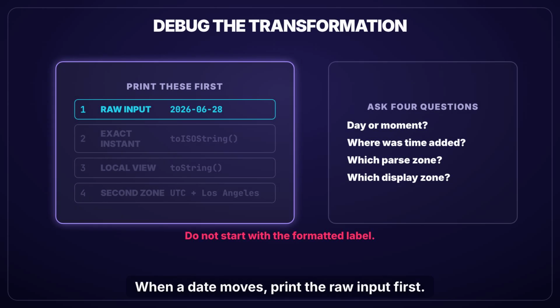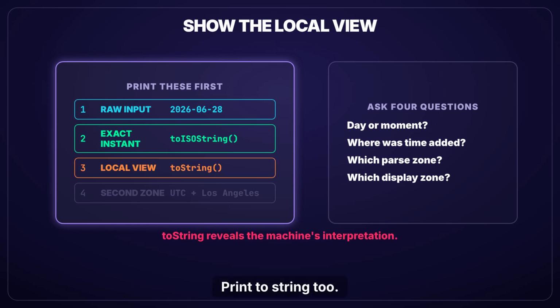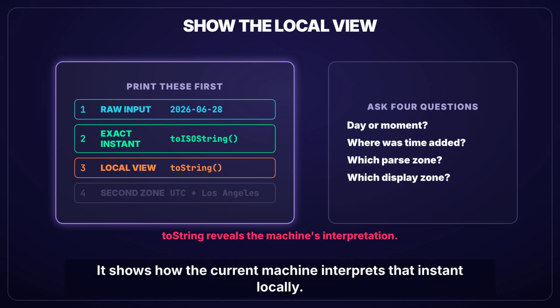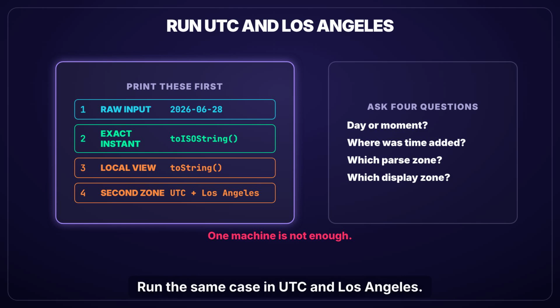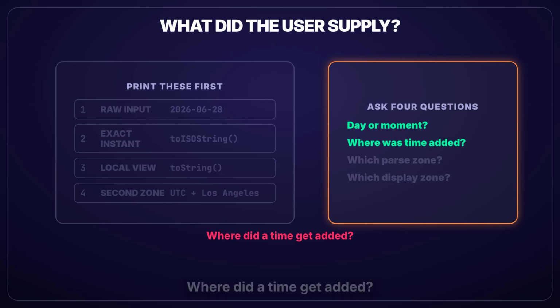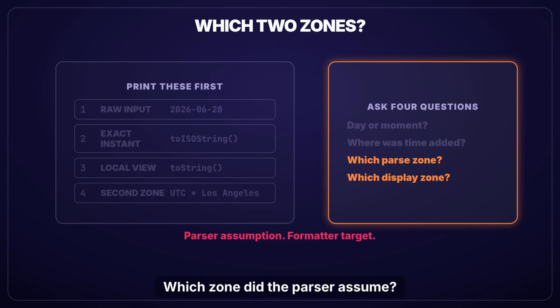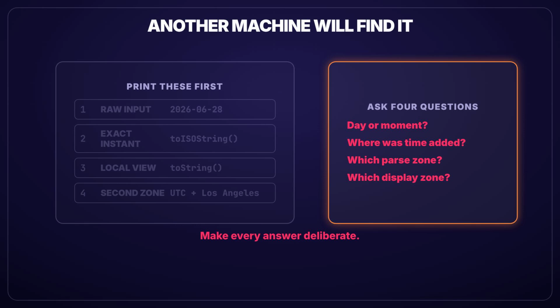When a date moves, print the raw input first. Do not start with the formatted label. Then print toISOString. It shows the exact instant your date contains. Print toString. It shows how the current machine interprets that instant locally. Finally, test more than one zone. Run the same case in UTC and Los Angeles. Ask 4 questions. Did the user supply a day or a moment? Where did the time get added? Which zone did the parser assume? Which zone did the formatter use? If any answer is accidental, the bug is waiting for another machine.